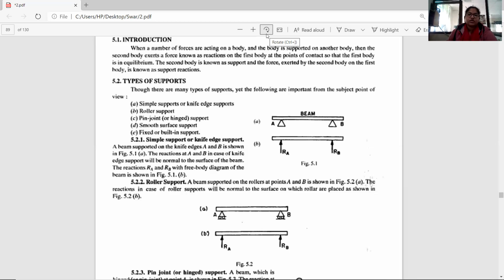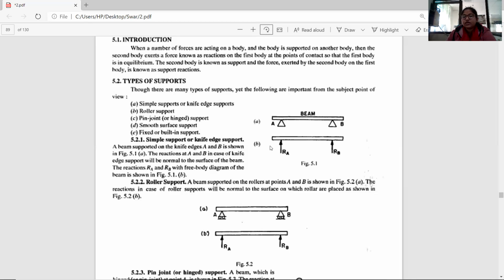There are so many types of supports, like simple support, which we said, also knife edge support, roller support, pin joint support, smooth surface support, and fixed or built-in support. Firstly, simple support: this is my body and simple supports are acting on this body like this, as we saw in diagrams A and B. Diagram A shows a typical version of my supports, and how my supports react on this body.